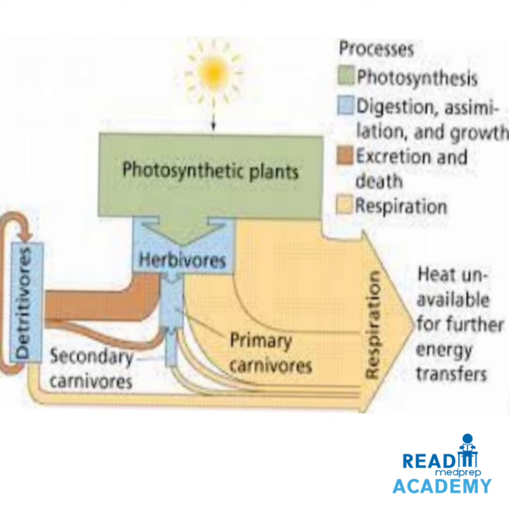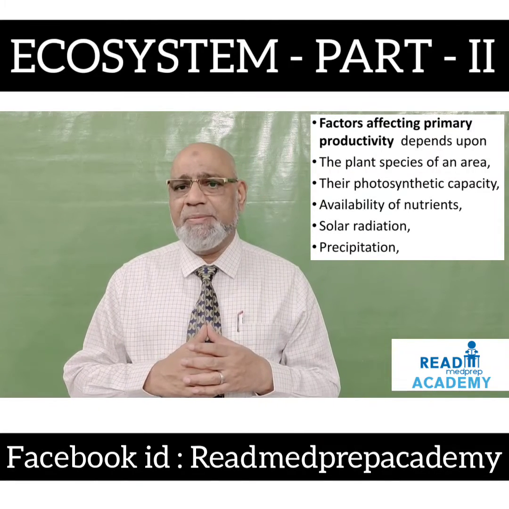The processes involved in heat transfer or energy transfer are photosynthesis, digestion, assimilation and growth, excretion and death, and respiration. The various trophic level organisms, like the producers, the herbivores, the primary carnivores, the secondary carnivores and the detritivores, pass on only 10% of the energy, and 90% is lost as heat, which is unavailable for further energy transfer, through respiration and other processes. What are the factors that affect the primary productivity?